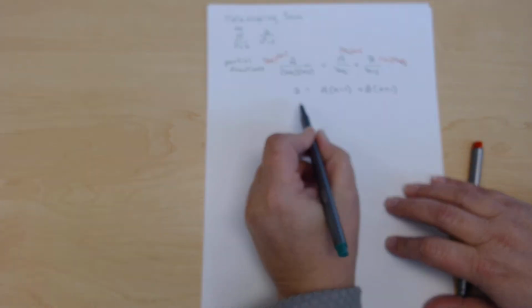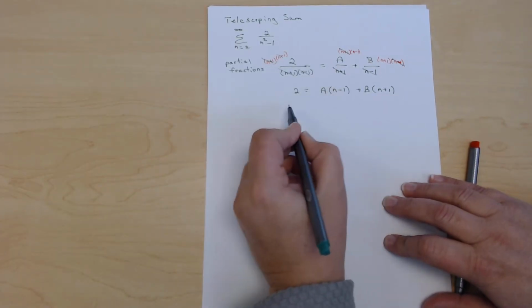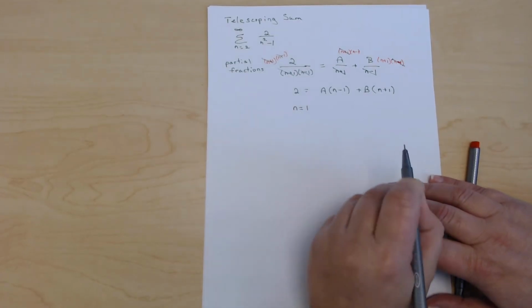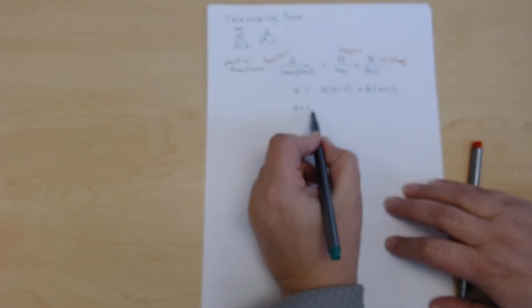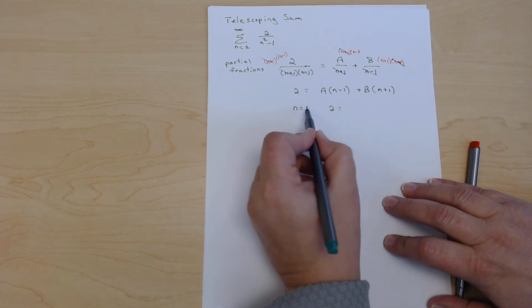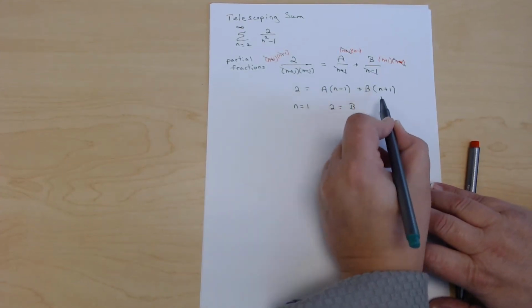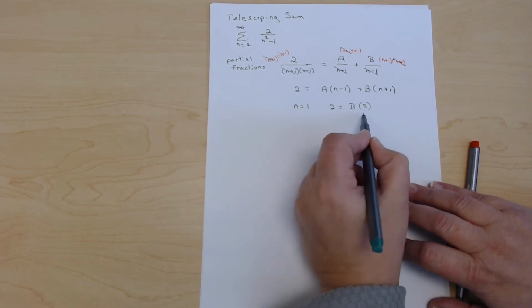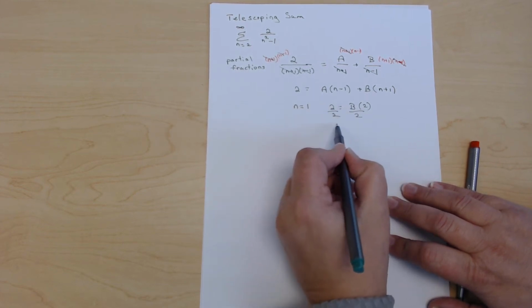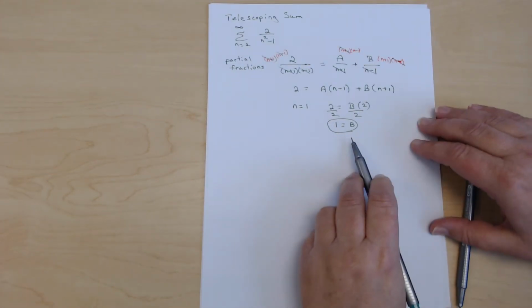Remember what makes this 0? We want this to drop out, so what happens when n equals 1? When n equals 1, we get 2 equals, we plug in the 1, that goes away. B, we plug in a 1, we get 2. Divide both sides by 2, and b is 1. So we hang on to that.